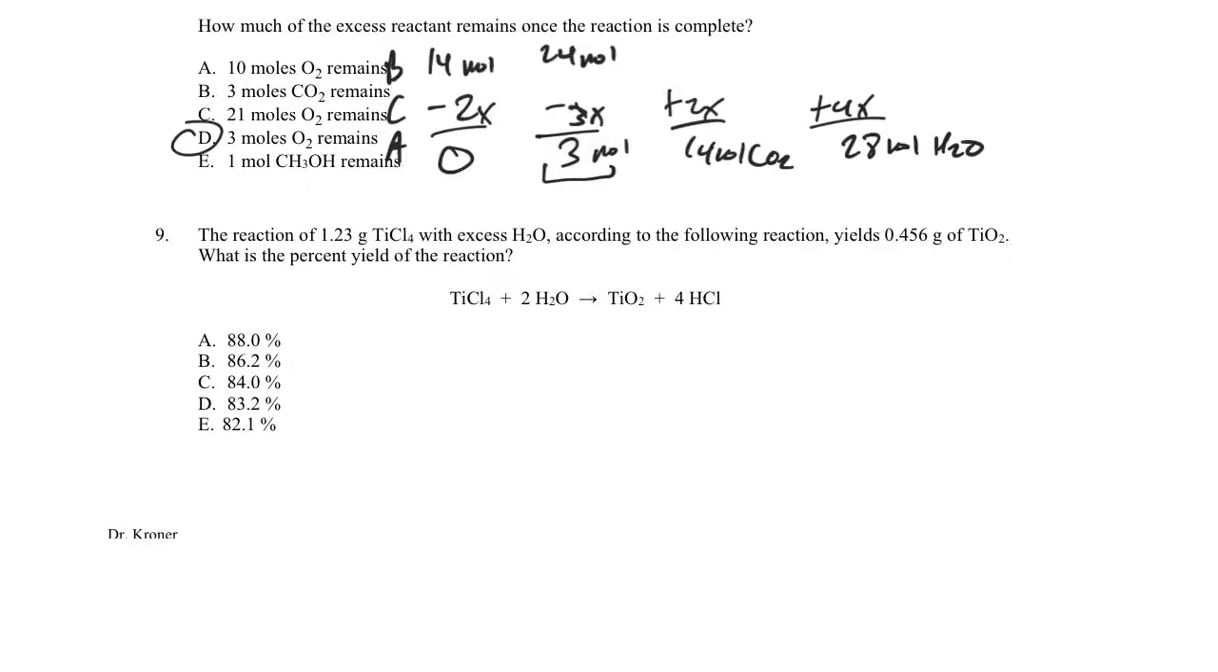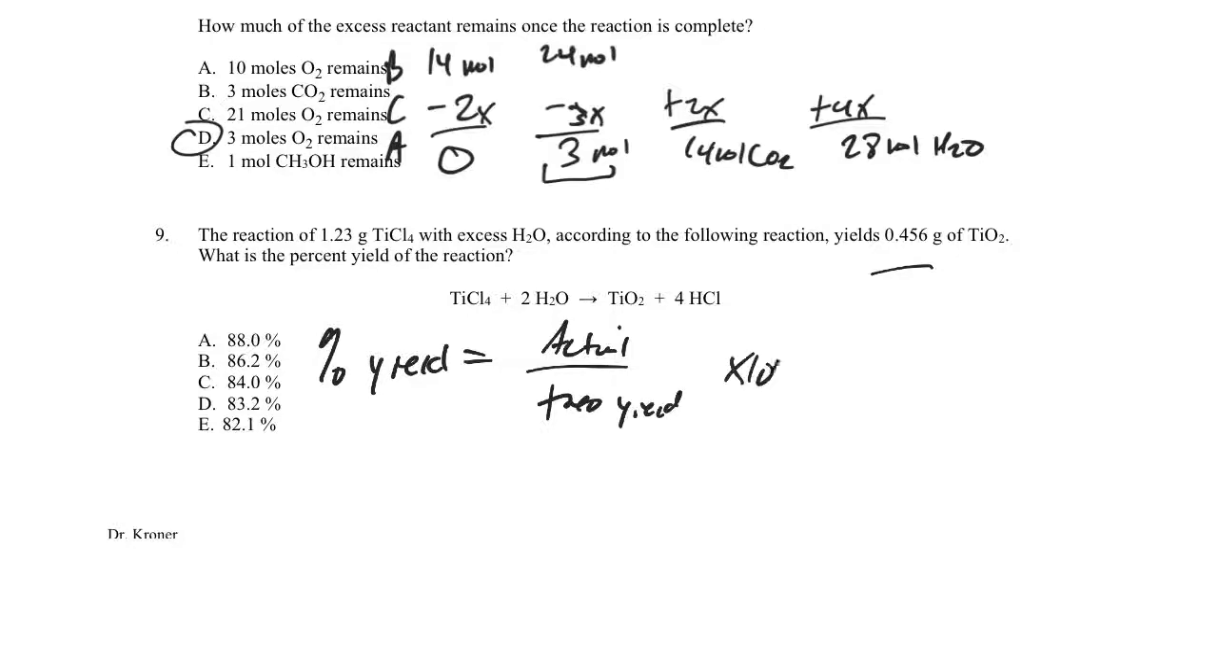So we're given 1.23 grams of titanium chloride reacting with oxygen. According to the reaction below, yields this particular quantity of TiO2. What is the percent yield of the reaction? Okay, so this problem here, the percent yield that we're looking for is our actual yield, divided by the theoretical maximum yield, times 100%. We already know the actual yield here is the 0.456. So we just need to figure out the theoretical yield. This is when we get using the stoichiometry.